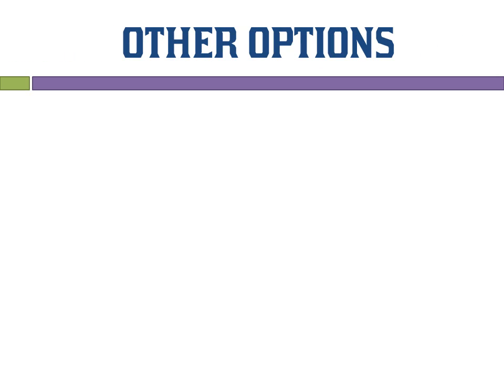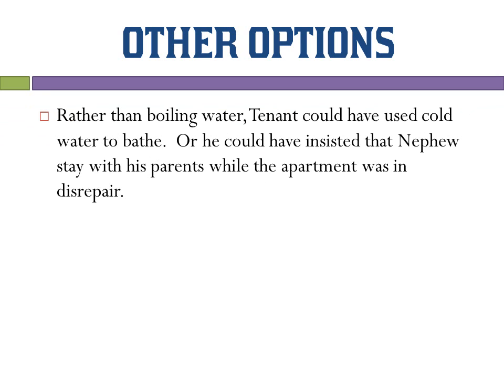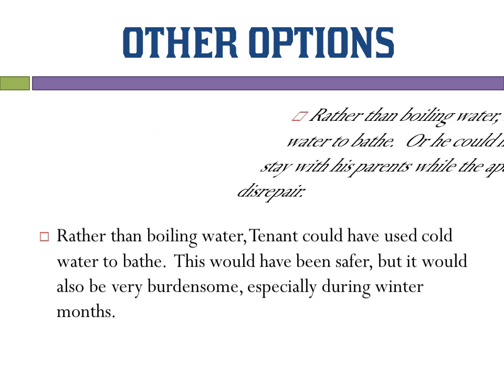Okay, so more breach analysis. Here talking about other options. Well, one way to approach this would be to say, okay, rather than boiling water, tenant could have used cold water to bathe. It's true, he could have. Or he could have insisted that nephew stay with his parents while the apartment was in disrepair. So now we're showing, okay, there were a couple of other options that the tenant could have taken. This is good. This is better than not giving any options at all. But it still isn't really comparing these options to the other one or saying whether one is better than the other. It's just saying there were other options.